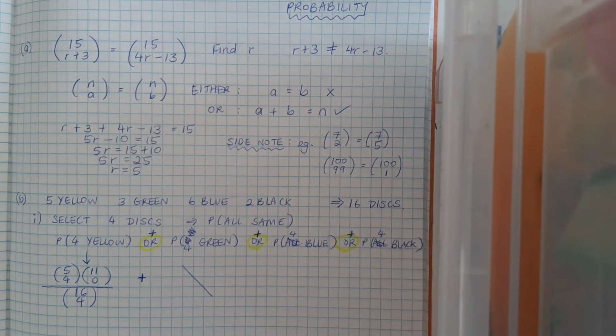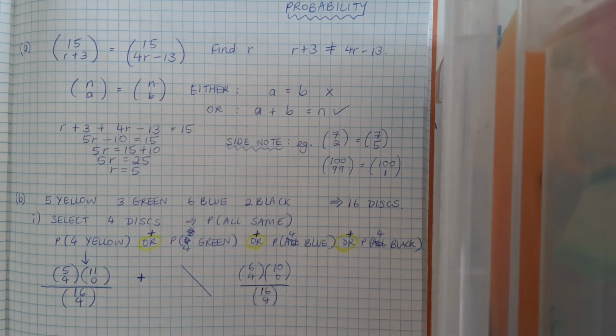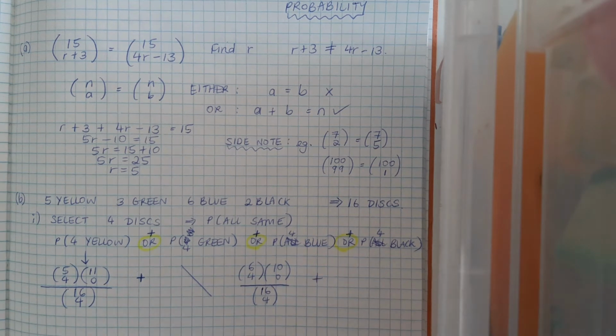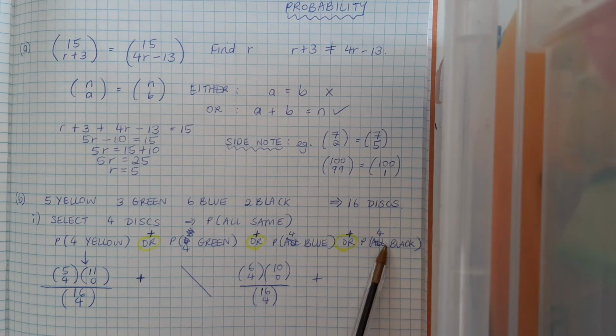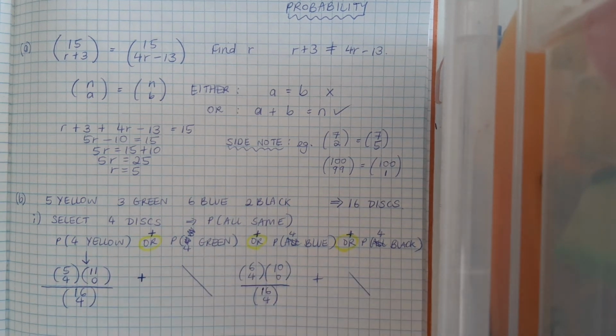On I go to my blues. Let's have a look. So I've got 6 blues in total, and I want to select 4 out of those. I want to select 0 of the remaining 10 discs, and just like before, the bottom of my probability will be 16 choose 4. Now again, moving on to my last probability here, I want to find the chances that I might pick 4 black discs out of the bag. Well, I've only got 2 black discs, so this obviously again is not a possibility.